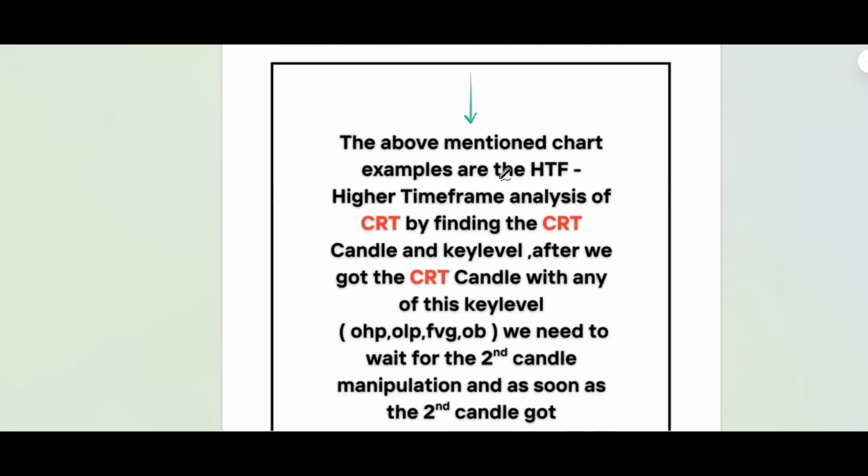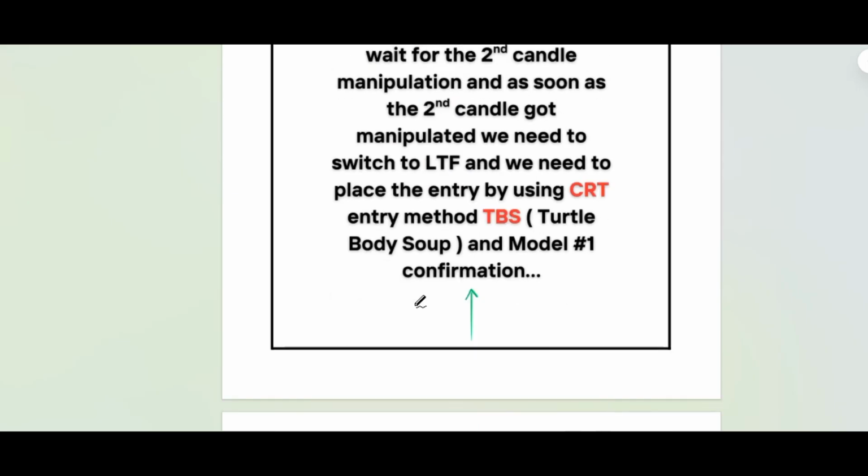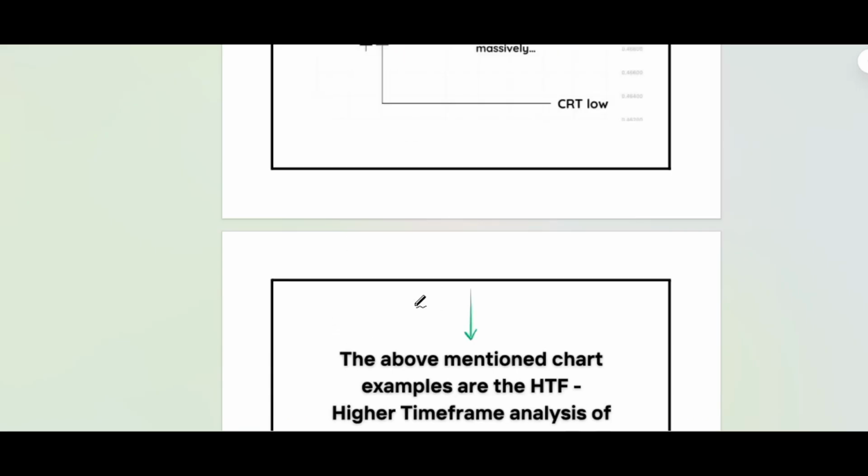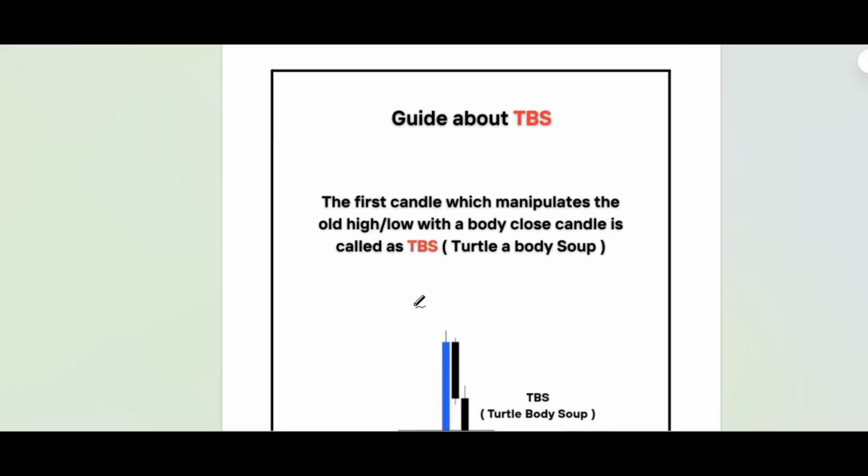Now the above-mentioned charts are examples of the higher time frame analysis of the CRT, by finding the CRT candle and key level. After we get the CRT, I think you know all those things: hold high patch, hold low patch, fair value gap, order block. Now let's go to the next part. Let's go to this one. Just a guide about the TBS. This is the most important part.